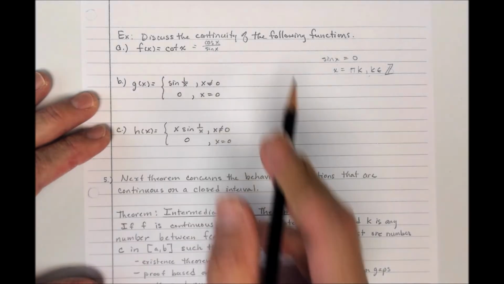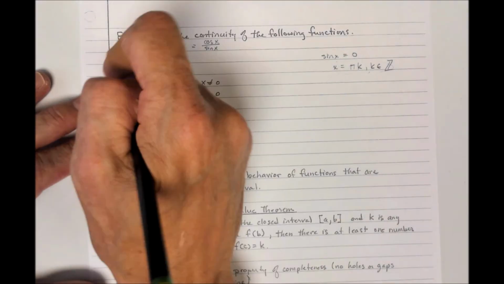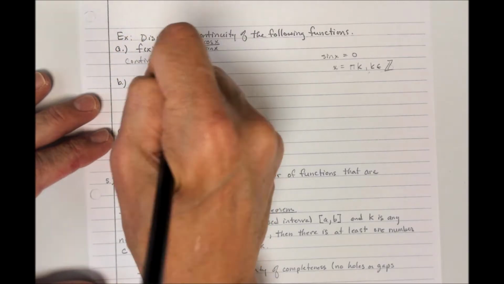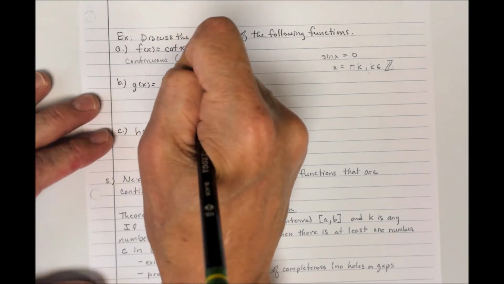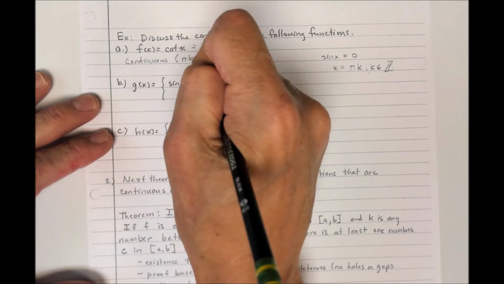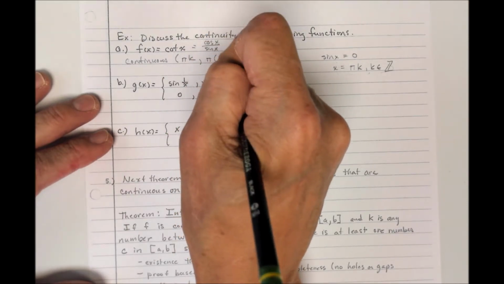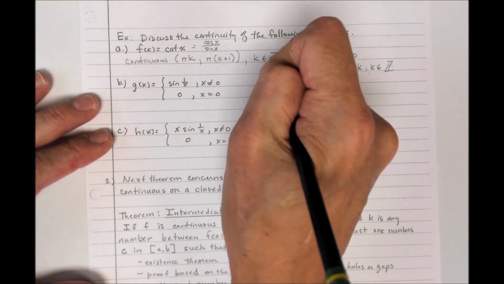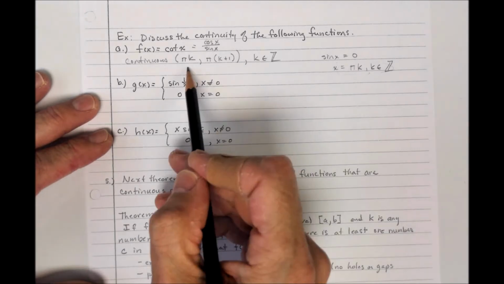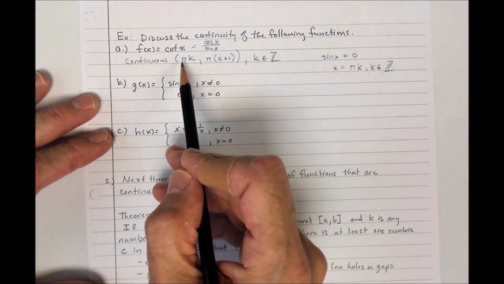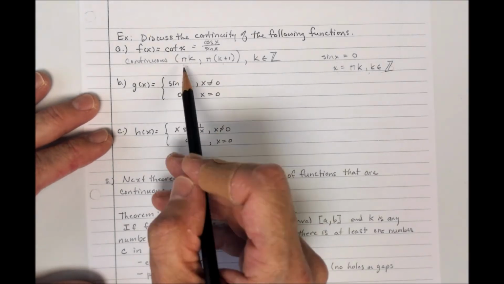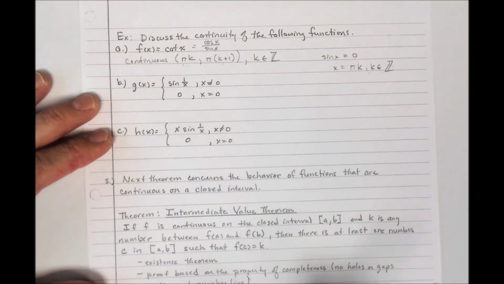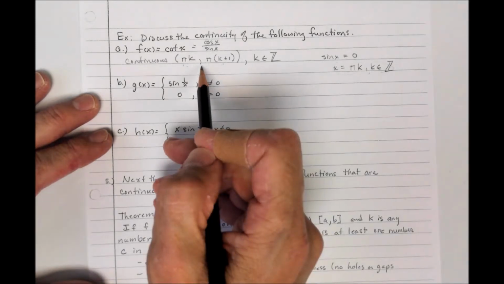So to discuss the continuity, watch how I'm going to write this. This is continuous from pi k, notice the parenthesis, to pi times k plus 1, k being an element of the integers. So that, for example, if k is 0, this is between 0 and pi. If k is 1, this is between pi and 2 pi. If k is 2, this is between 2 pi and 3 pi, as well as with the negatives. So that would be one way to describe its continuity.